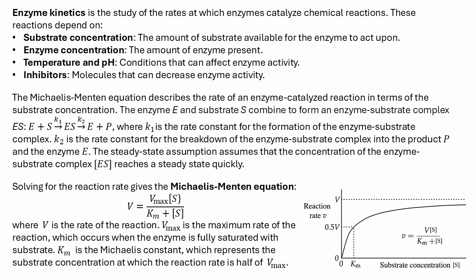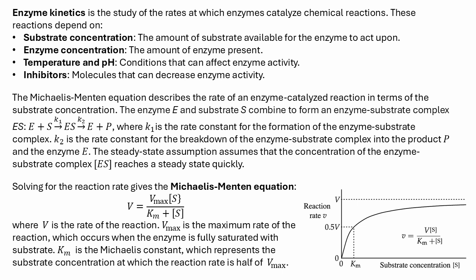Exactly. This shape change can distort the active site, making it difficult or impossible for the substrate to bind properly. And unlike competitive inhibition, simply increasing the substrate concentration won't solve the problem. Because the issue isn't about access to the active site anymore, but about the active site itself being distorted. That's fascinating. Are there any other ways these inhibitors can affect enzyme activity?